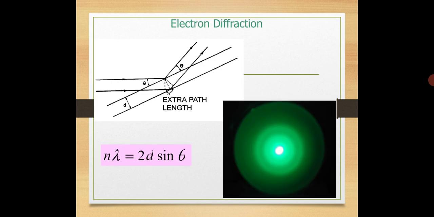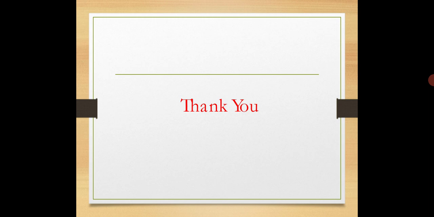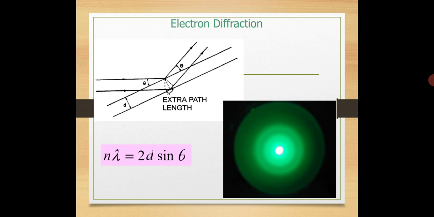Now if we observe electron diffraction, if we allow a ray of electrons on some substance, then it will be diffracted through an angle, and n lambda is equal to 2d sine theta. So here we can prove that. So from de Broglie, it can be associated only with quantum particles.